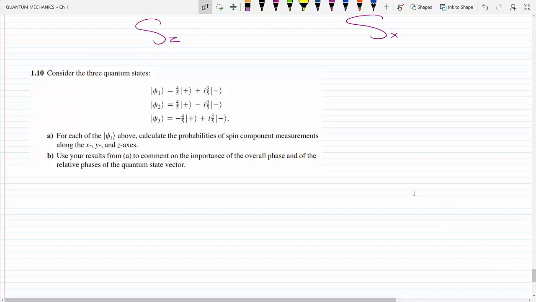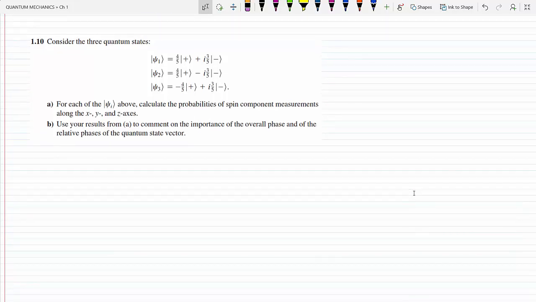So we have three quantum states, 1, 2, 3, and the question is saying for each quantum state, let's do the third state. We don't have to do all of them, they're all the same. Calculate the probability of the spin components measured along each one of the axes, x, y, and z. You remember how to find the probability component measurements, huh? Along x, y, and z.